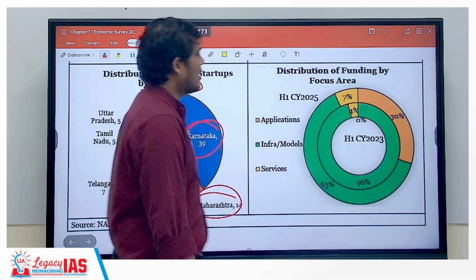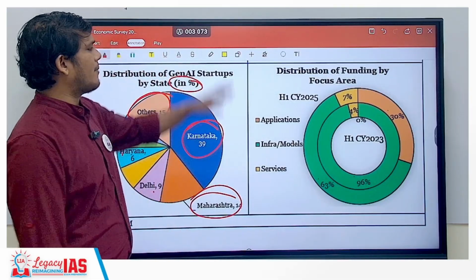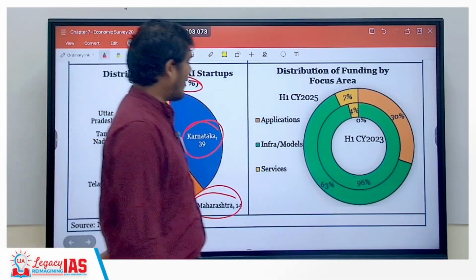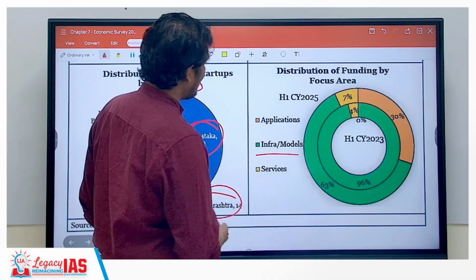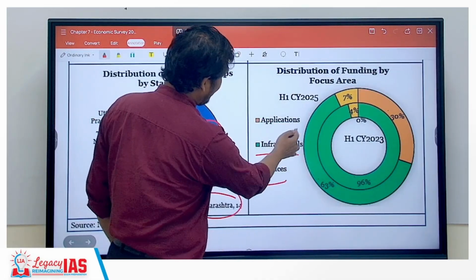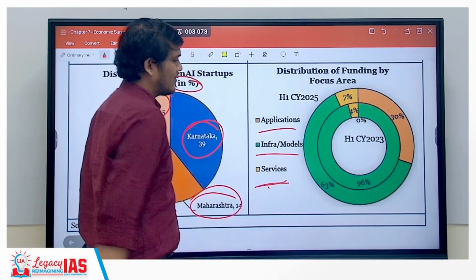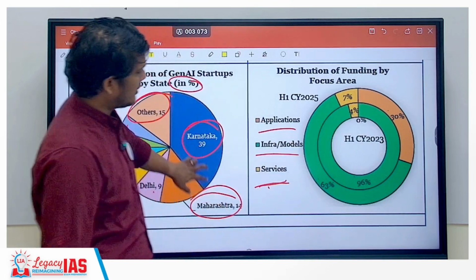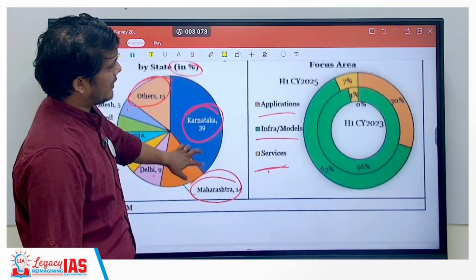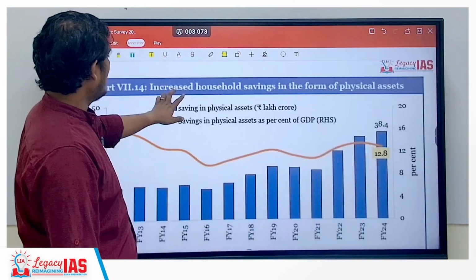Hope that's clear. And now this is the distribution of funding by focus area. So you have infra model, which basically takes up the highest. Then you have the applications, and then last is the services. Majorly the infrastructure and the models is what they're consuming. I hope that's clear. Let's move ahead.